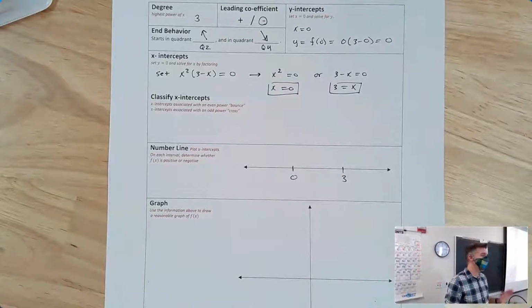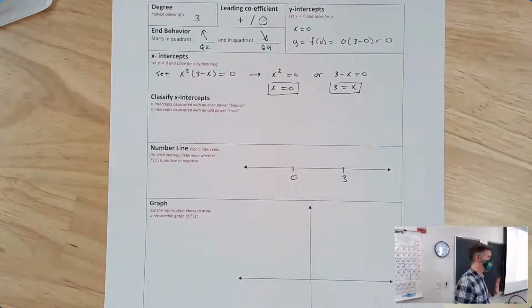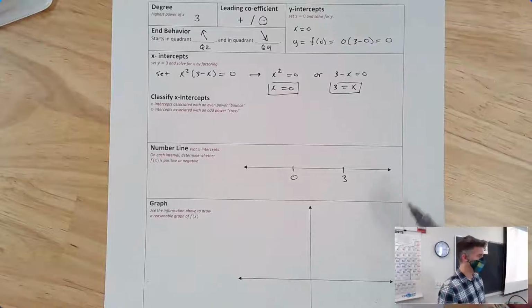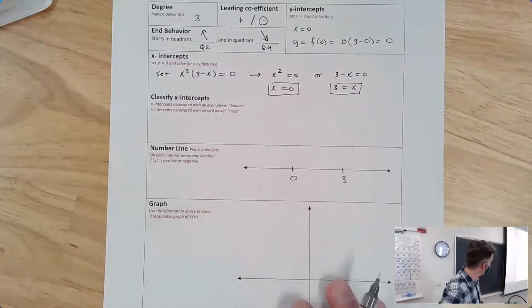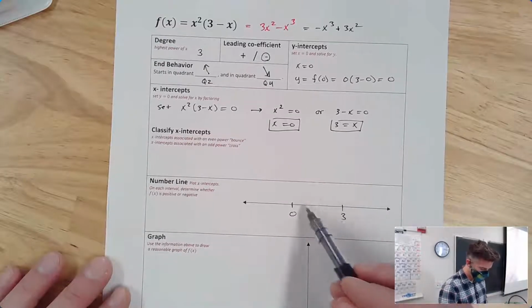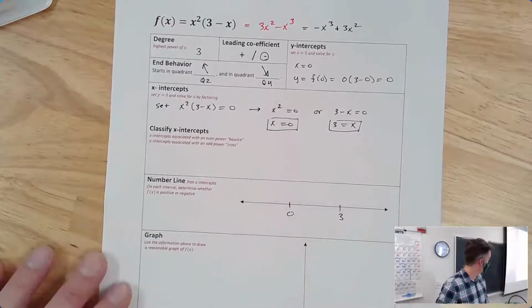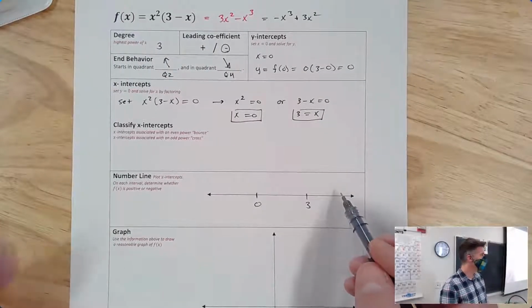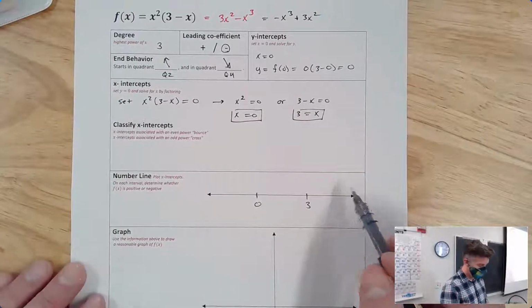And you really don't want anything else. You don't want 0 if it's not an x-intercept. You only want the x-intercepts. So now what we're going to do is plug into the original function to figure out if the function is positive or negative in each of these intervals. So let's pick a number larger than 3, like 4, and plug it into the original function.